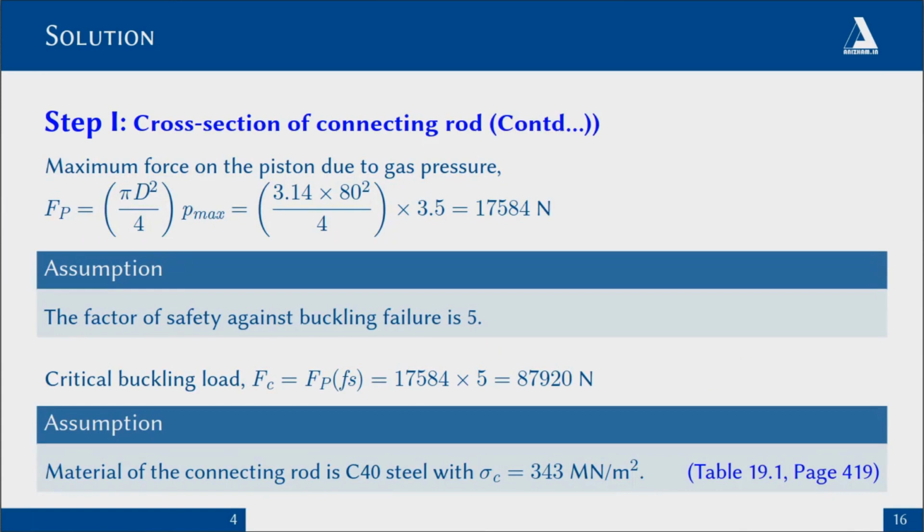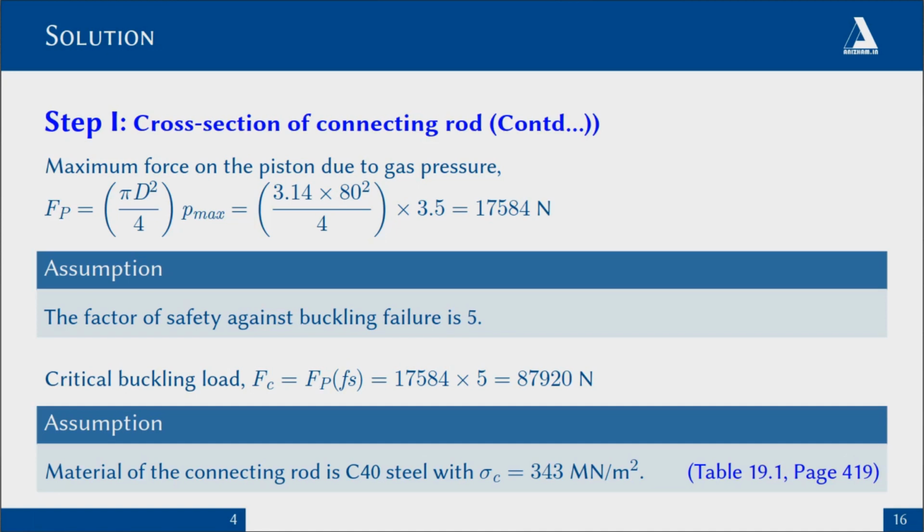Now, the maximum force on the piston due to gas pressure can be obtained by multiplying the maximum gas pressure with the area of the piston. So, Fp equals pi D squared divided by 4 times Pmax, that is 17,584 Newton. Now, we assume that the factor of safety against buckling load failure is 5. So, the critical buckling load Fc can be obtained as Fp multiplied by Fs, that is 87,920 Newton.